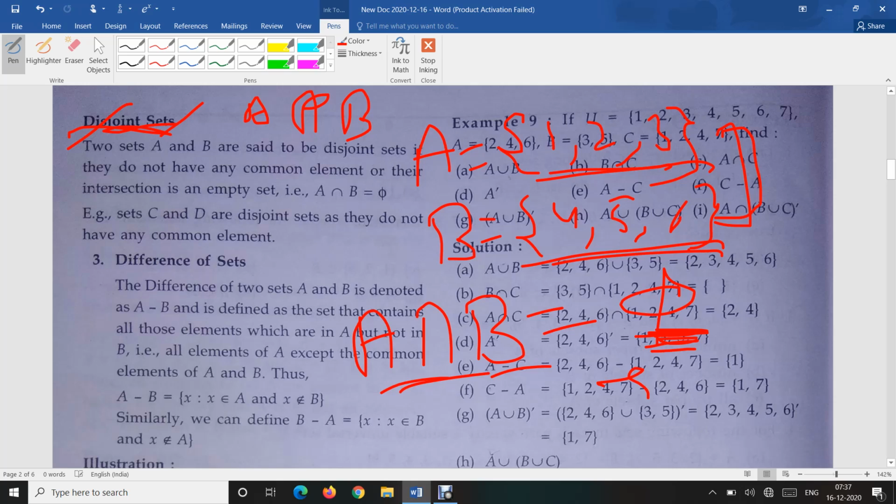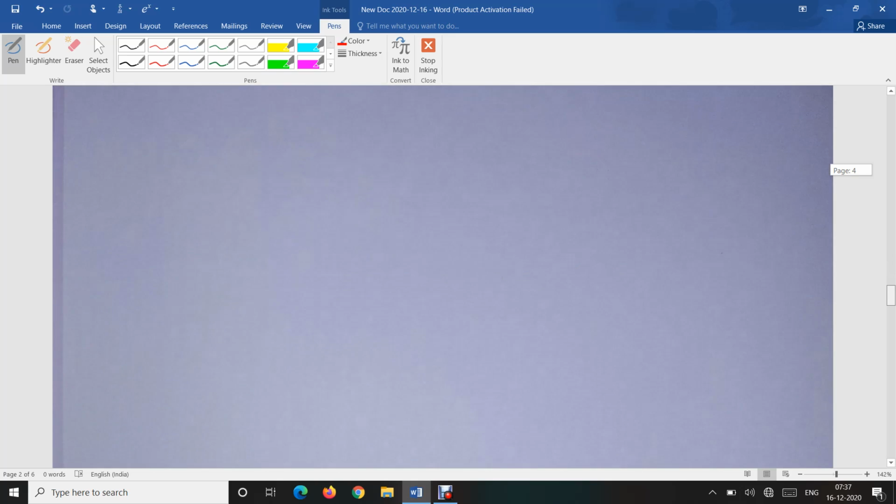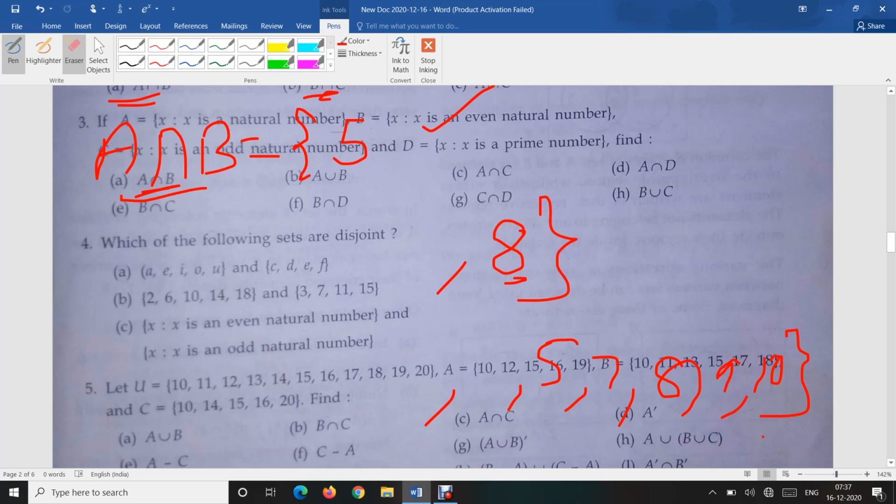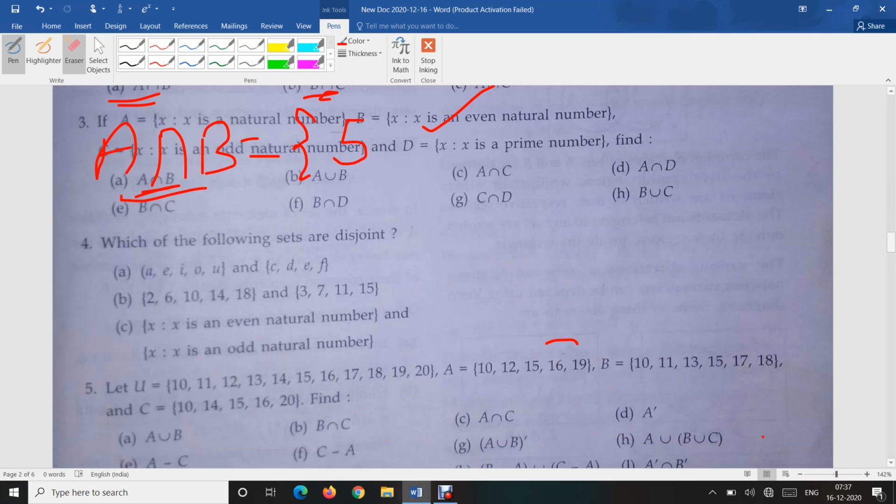And this way, if A intersection B is equal to ϕ, then it means they are disjoint sets. See the question based on this disjoint set, question number 4. Which of the following sets are disjoint sets? That means which have no common element. Those will be the disjoint sets.